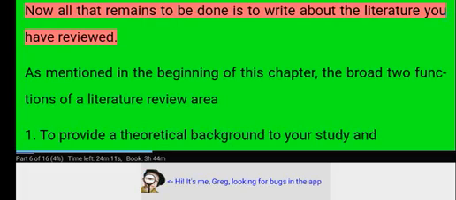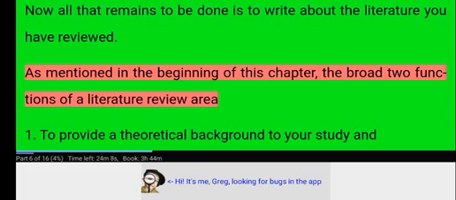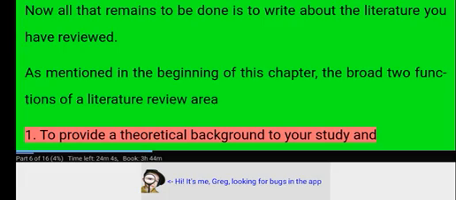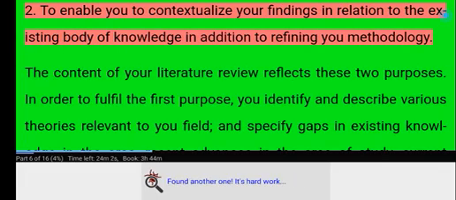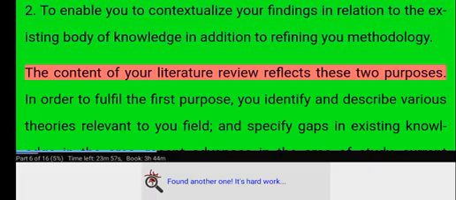Writing up the literature reviewed. Now all that remains to be done is to write about the literature you have reviewed. As mentioned in the beginning of this chapter, the two broad functions of a literature review are: 1. To provide a theoretical background to your study, and 2. To enable you to contextualize your findings in relation to the existing body of knowledge in addition to refining your methodology. The content of your literature review reflects these two purposes.